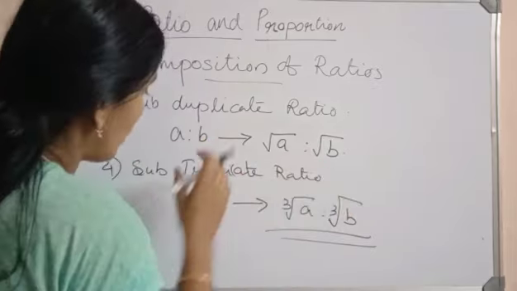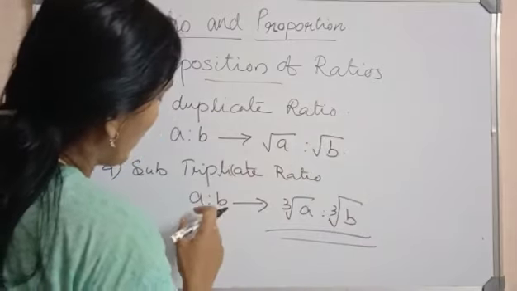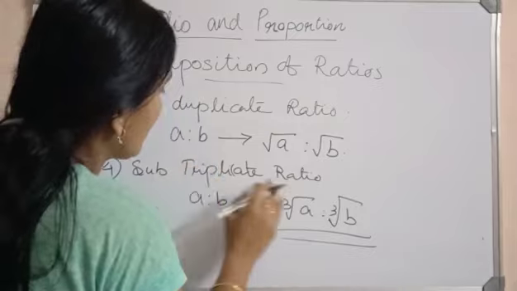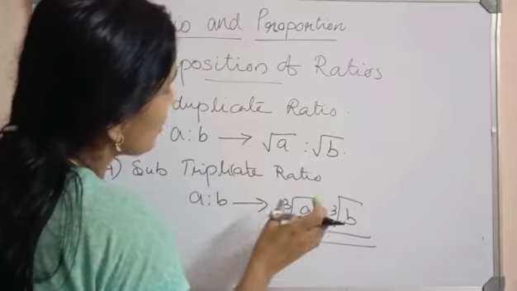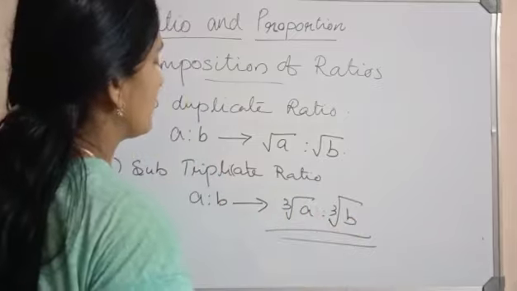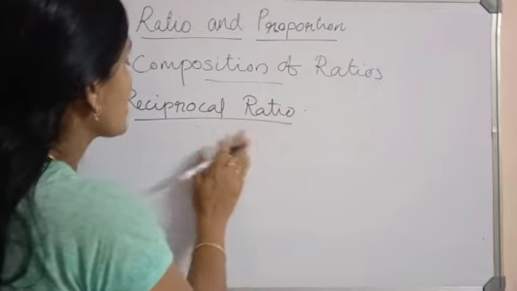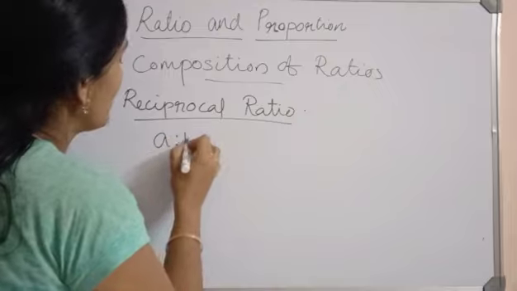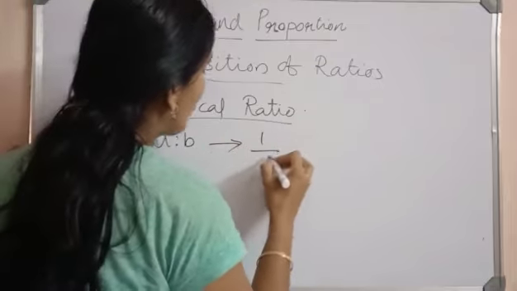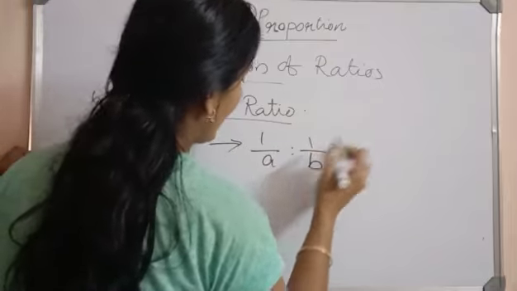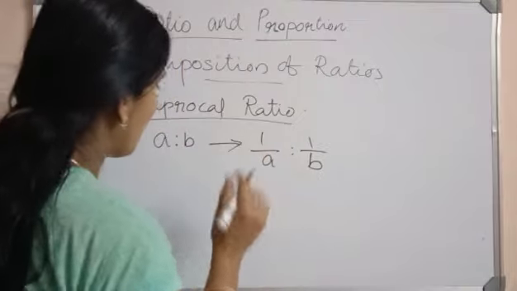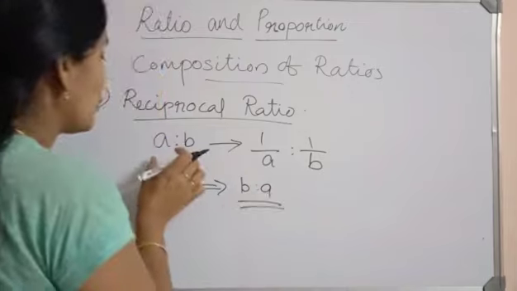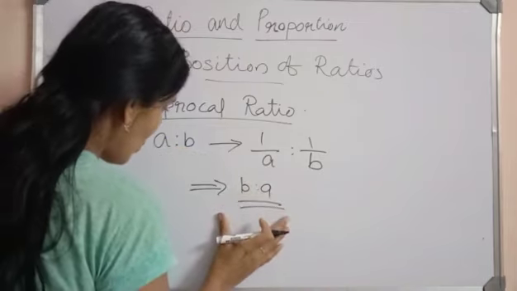In the same way, when you are finding the triplicate ratio of A is to B, it is A cube is to B cube. And when you are finding the subtriplicate ratio of A is to B, it is cube root of A is to cube root of B. Next is the reciprocal ratio. For any two terms A is to B, the reciprocal ratio is 1 by A is to 1 by B, taking the reciprocal of the given terms, and this can be written as B is to A. The reciprocal ratio of A is to B is B is to A.